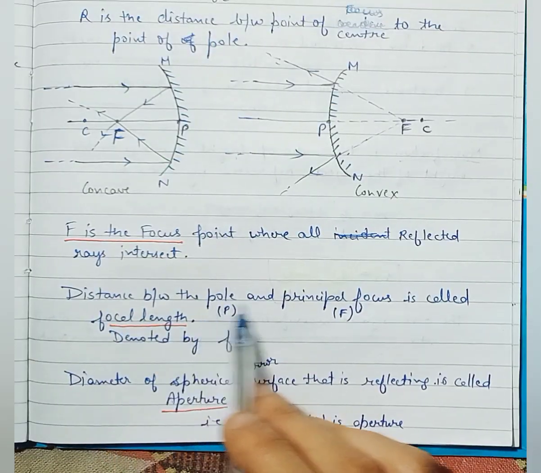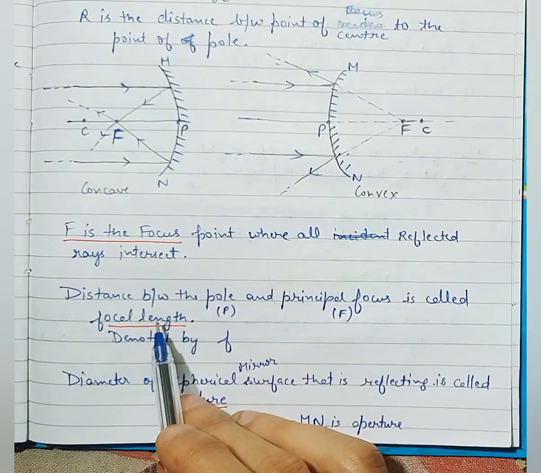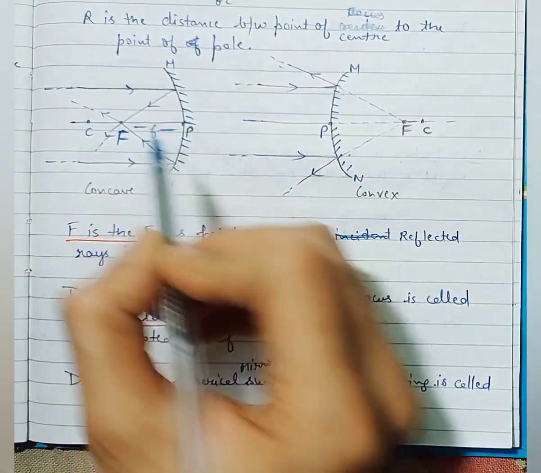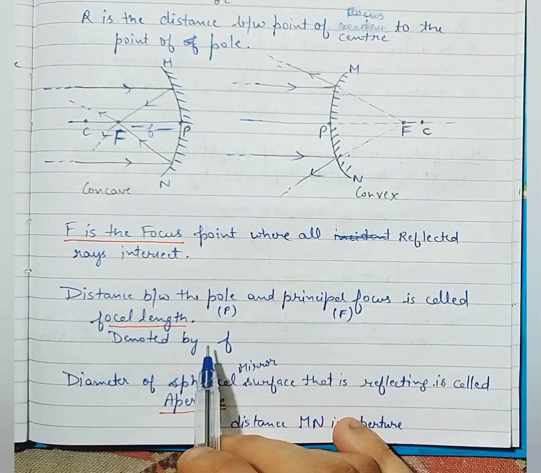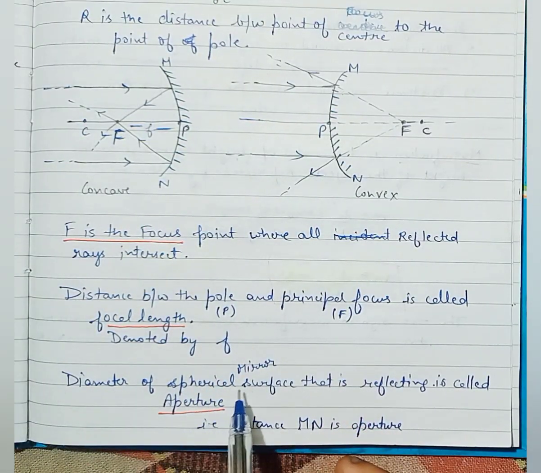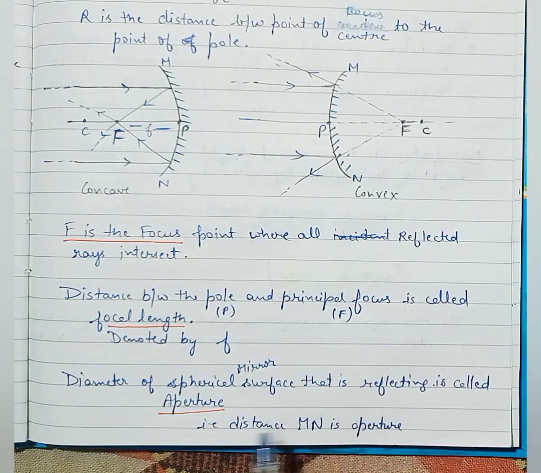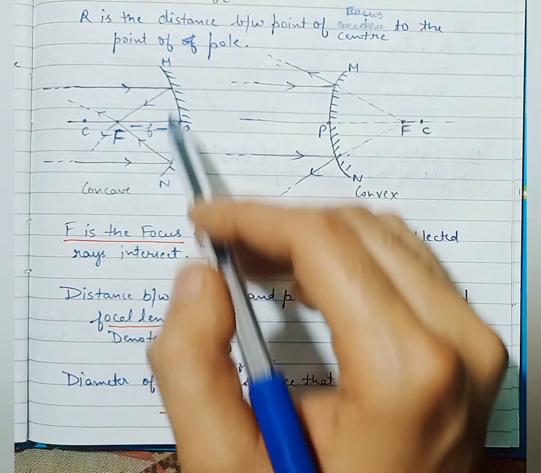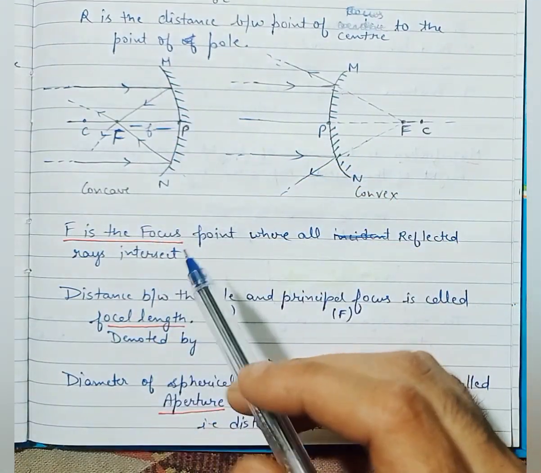The distance between the pole and principal focus is called focal length. Between this P and this one is the focal length, which is denoted by small f. The diameter of the spherical mirror surface that is reflecting is called aperture. This one, M and N. The distance M and N is the aperture of the spherical mirror surface.